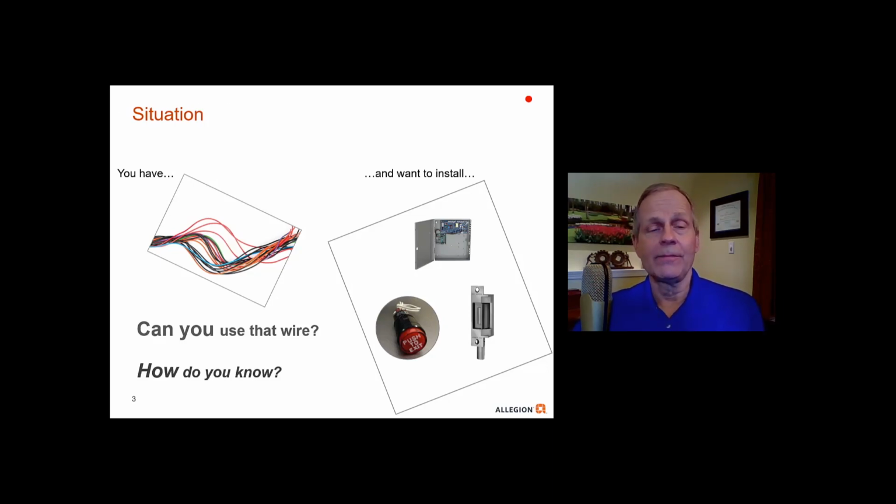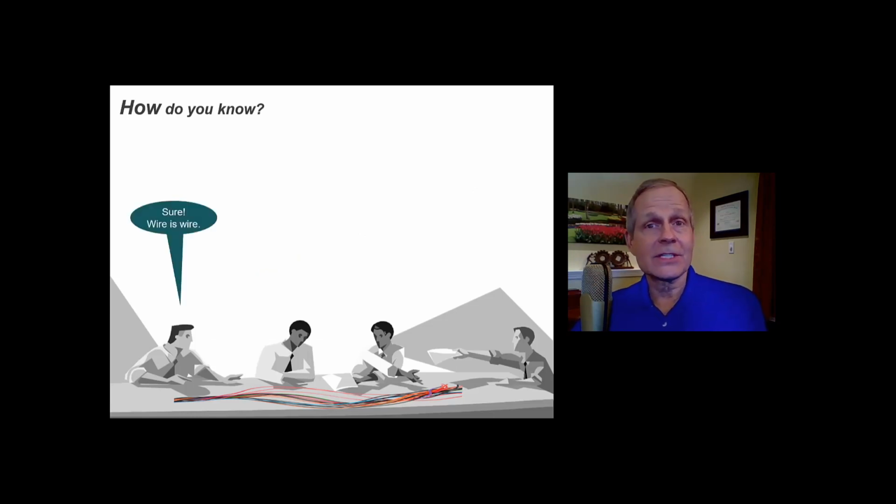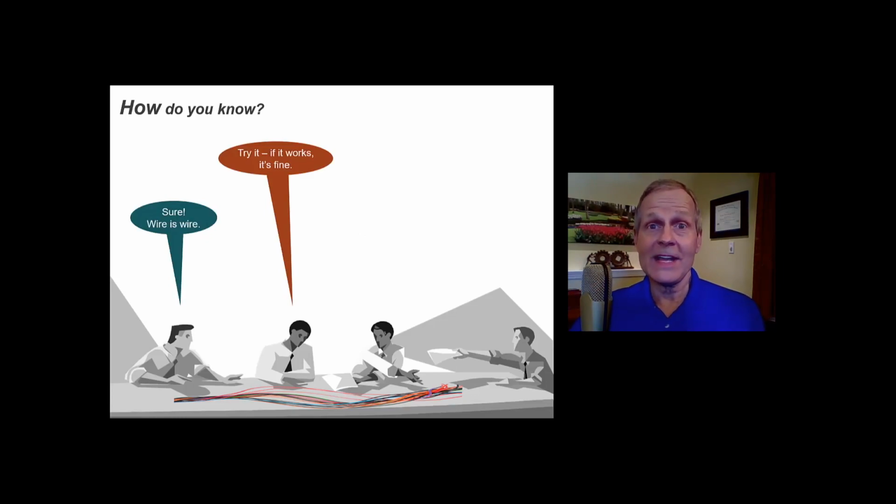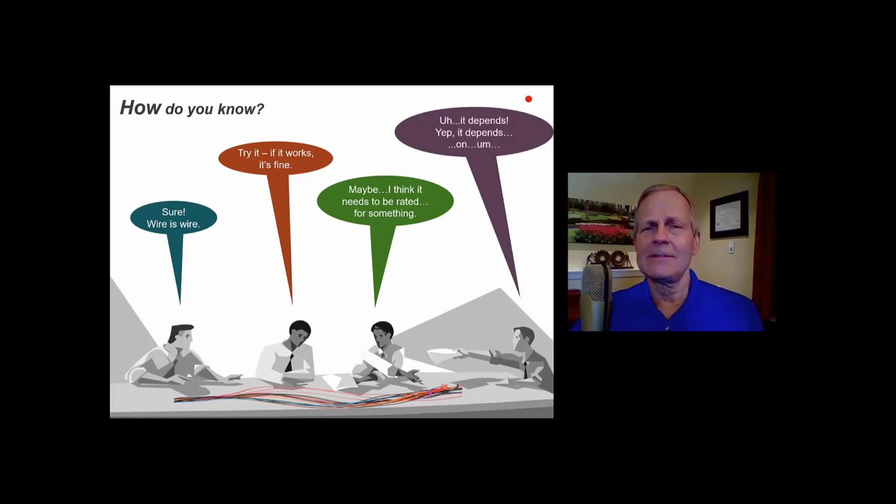So how do you know? Well, you may be thinking to yourself, sure, wire is a wire. You may be thinking, well, I'm going to try it, and if it works, it should be fine. You may be thinking, well, maybe I think it needs to be rated for something. Or you may think, well, it depends. I'm not really sure. So you fall into one of these four categories.